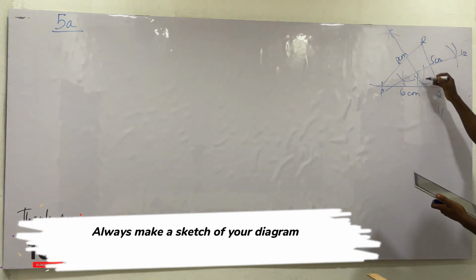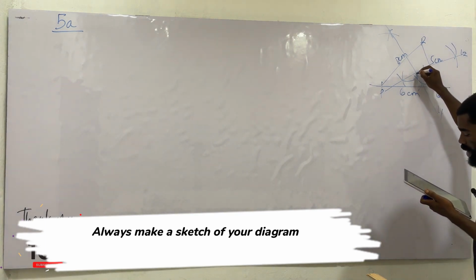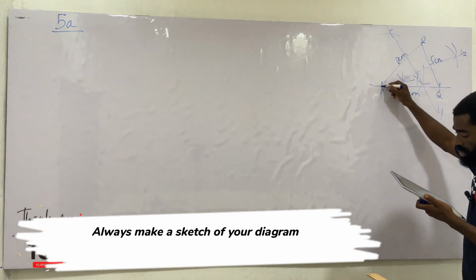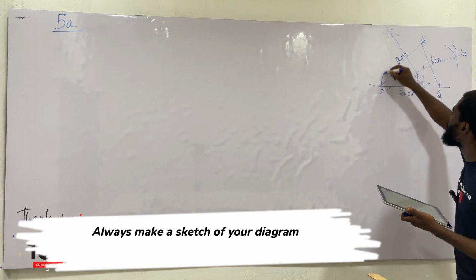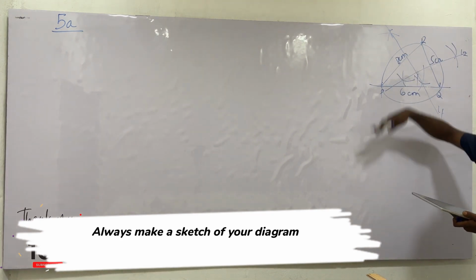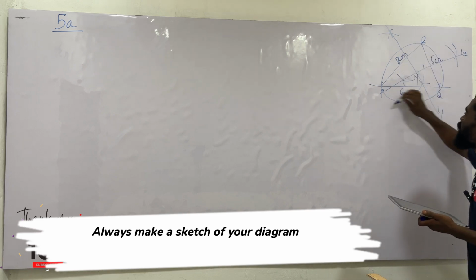Good. With N as my center and NP as my radius, I should draw a circle. So I draw a circle and the circle goes around. This is a circumscribed circle. When the circle goes around, that's the thing.